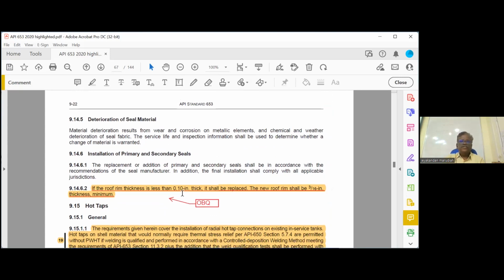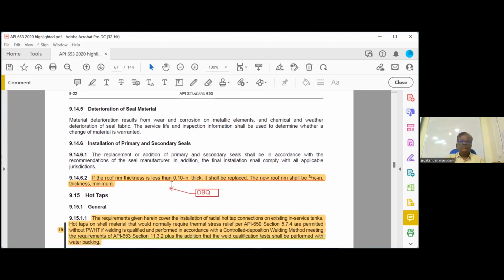Then next page, these are very simple. If roof rim thickness is less than 0.1 inch, it shall be replaced. The new roof rim shall be 3/16 inch. What is roof rim? The outer rim plate. Okay.